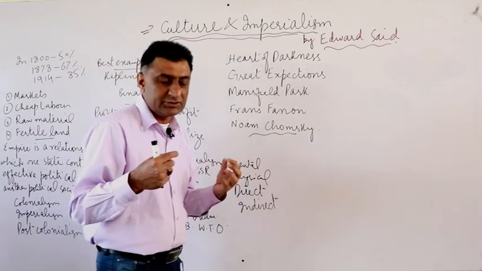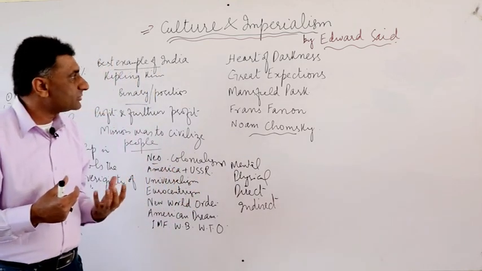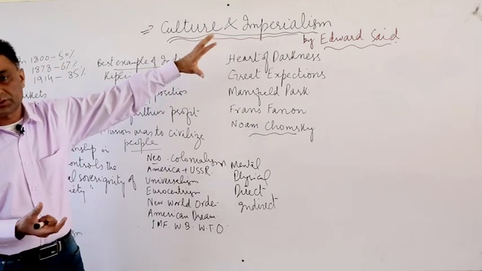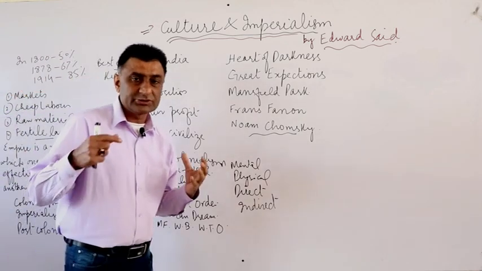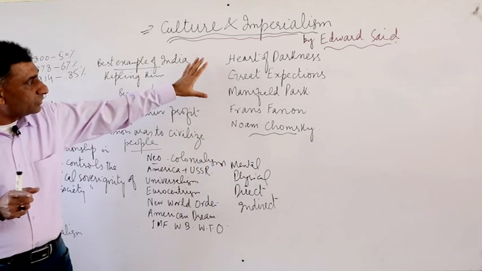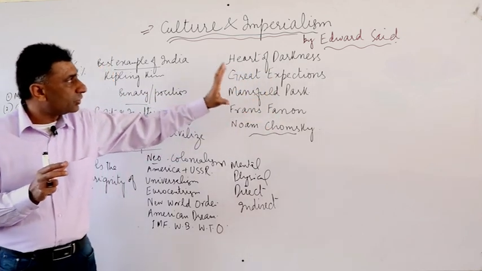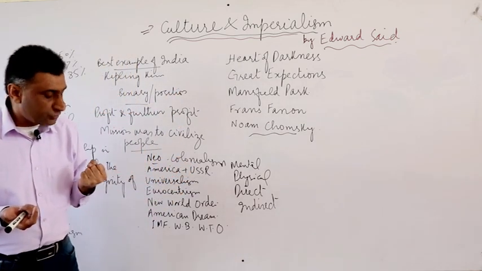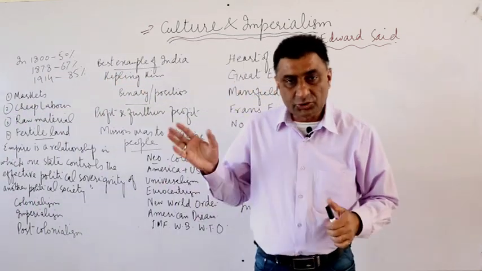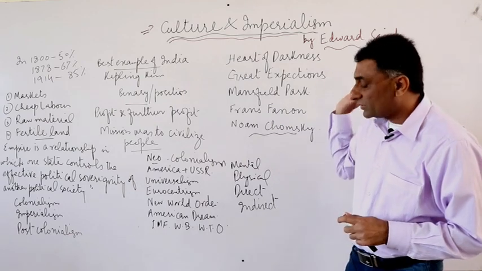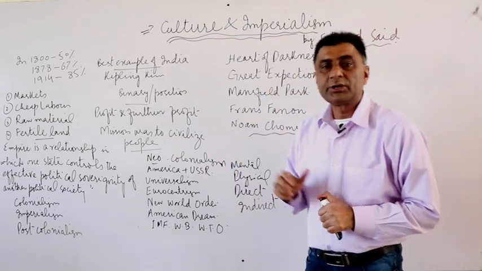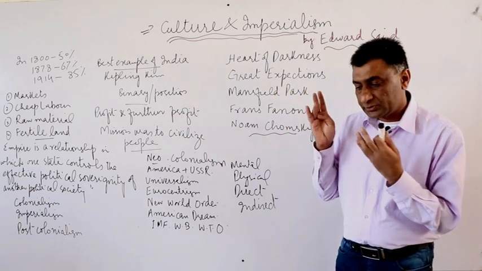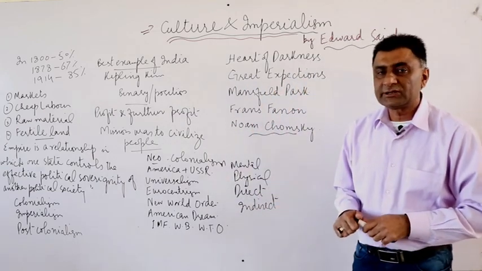Then, in order to strengthen this concept of culture and imperialism, Edward Said also talks about certain writers. For example, he talks about Heart of Darkness by Joseph Conrad. In this novel, there is a character Kurtz who is in the Congo, in Africa, in order to prepare a report about the conditions of those people, because they think that after preparing this report we will change them, we will reform them, but actually nothing like that happens.